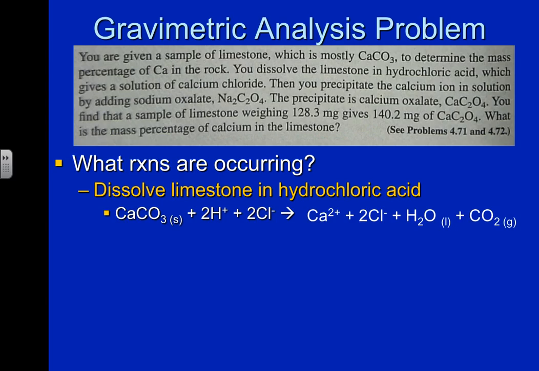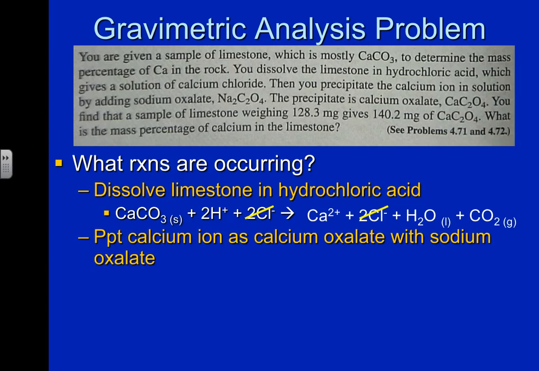Okay, so we've got our reactions. I'm going to go ahead and cancel out the spectator ion. And then what other reaction is happening? Well, it says that I've precipitated the calcium ion as calcium oxalate, which would be the way that it would be wrapped up into the precipitate. And I did that with the use of the chemical sodium oxalate. And they give us all those chemical formulas up in the problem. So it's going to begin.